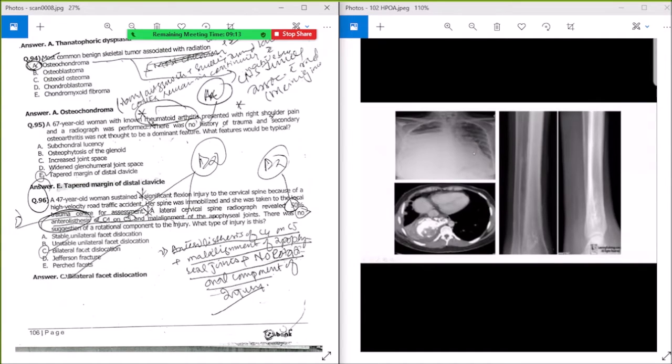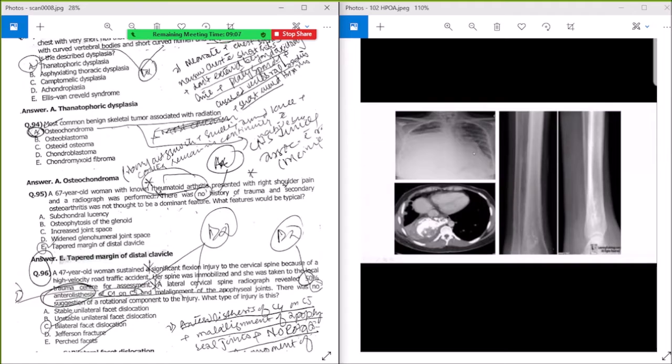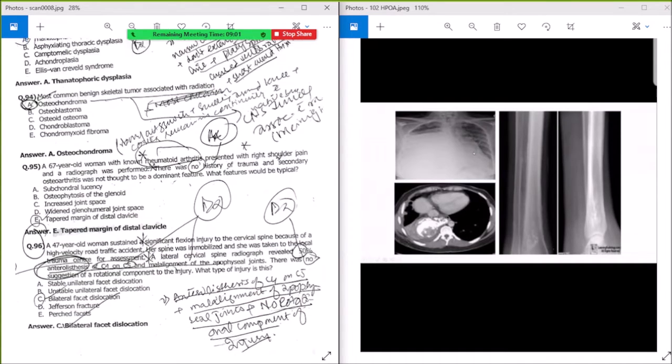Question 95. A 67-year-old woman with rheumatoid arthritis. So what feature will be typical? Tapered margin of distal clavicle. In rheumatoid arthritis, what feature will be typical? Tapered margin of distal clavicle.